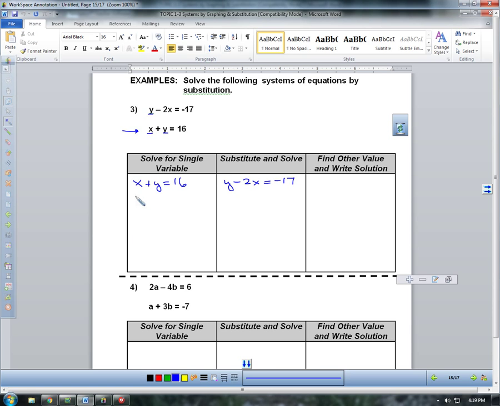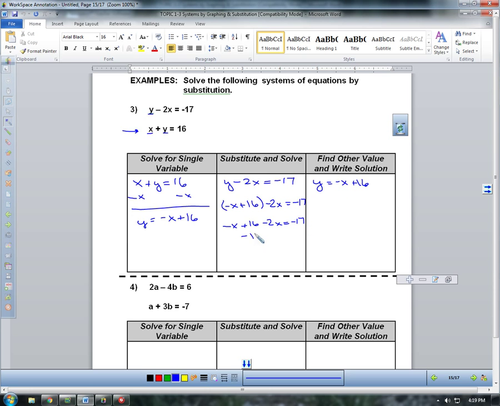I'm going to solve for y just for fun. So to get y by itself, I have to subtract x from both sides. Y equals negative x plus 16. I'm going to put that in my third column. Okay, so now we know y equals negative x plus 16, so I'm going to put negative x plus 16 in for y. Subtract 2x equals negative 17. There's nothing to distribute, so I can drop the parentheses. Negative x plus 16 minus 2x equals negative 17.